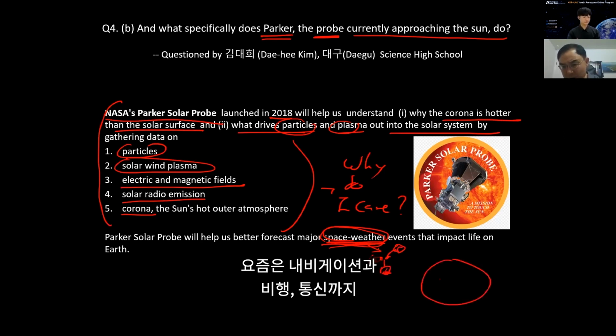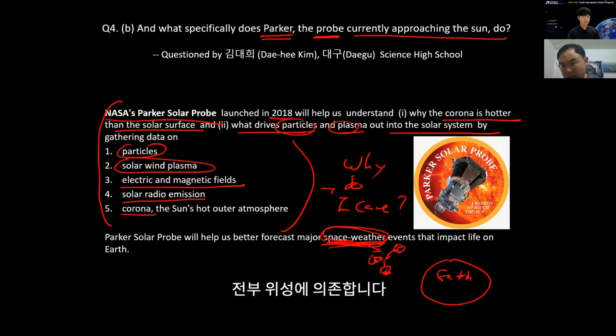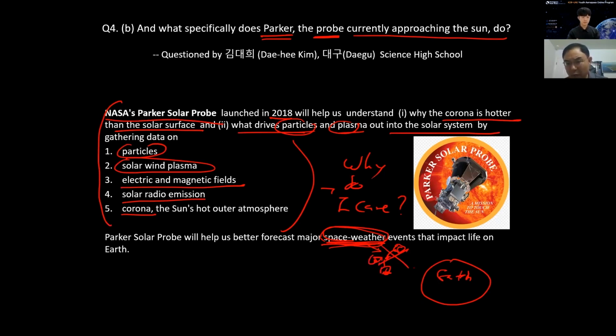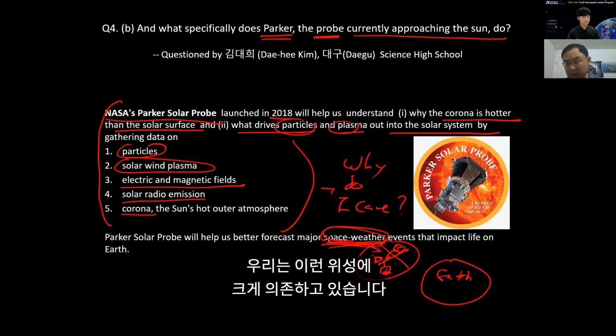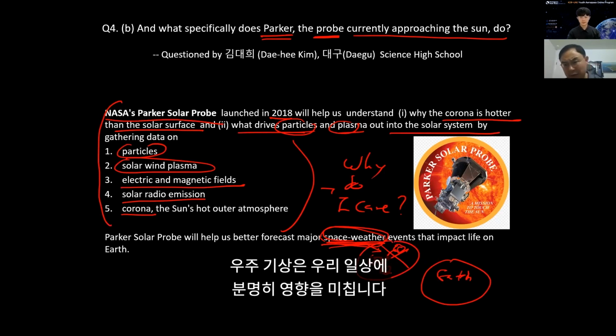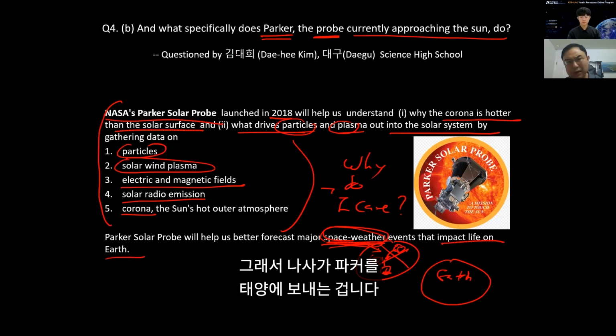Our navigation, flying, and communication, everything depends on satellites, right? Strong solar wind can damage them. Can you imagine we're flying and suddenly we lose contact, all the communications? We really depend heavily on this kind of satellite, so it affects our life every day. That's why we're sending the Parker probe to the Sun.